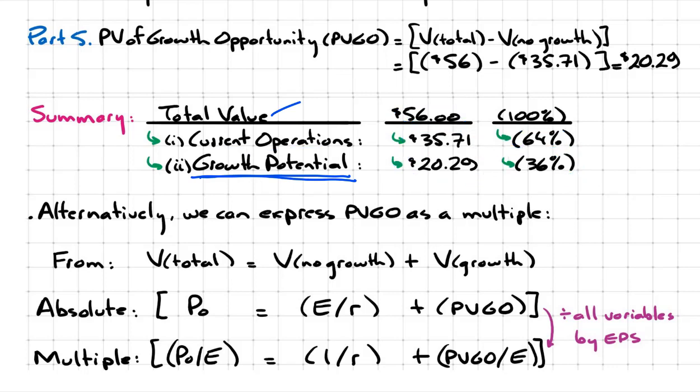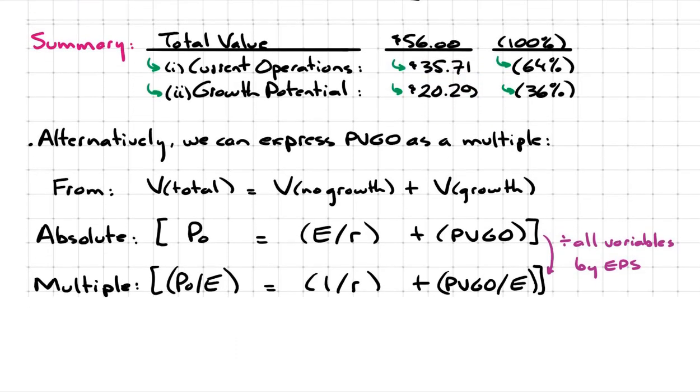And this is kind of interesting, ladies and gentlemen, because rather than looking at the whole price and saying, is this a fair price? Now the analyst can say, you know what? We should only be looking at this, and we should be asking ourselves, is 20.29 a fair value for the company's future growth opportunities? Because the 35.71, that's how much it would be worth if the status quo was maintained. So we're just interested in the future prospects of this firm, and that's represented by PVGO.